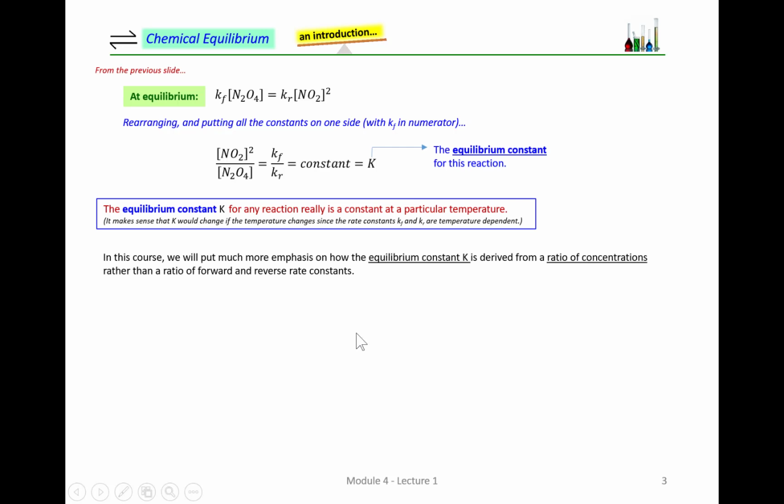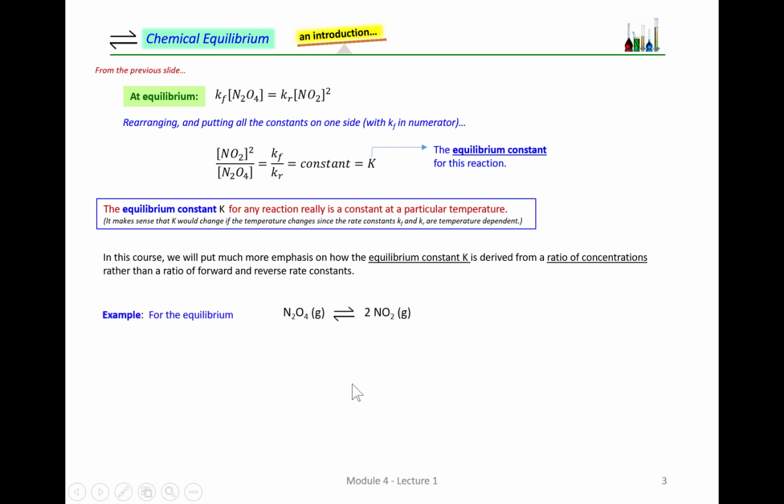Now in this course we will put much more emphasis on how the equilibrium constant K is derived from a ratio of concentrations. You see here's a ratio of concentrations being equal to the equilibrium constant, rather than a ratio of forward and reverse rate constants. So we're going to express equilibrium constants, capital K, as a ratio of concentrations.